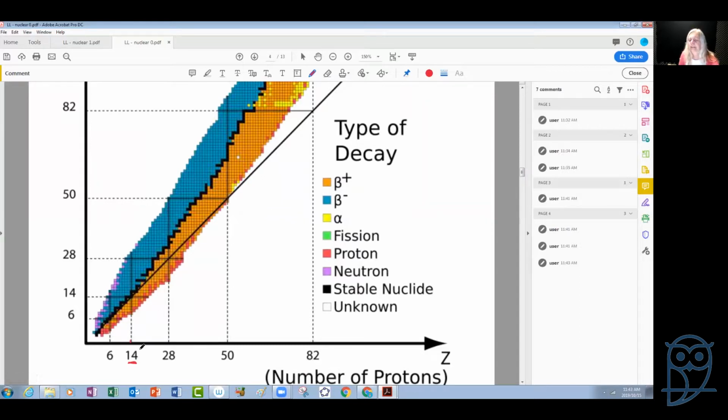What is this 14, atomic number 14? If we look at our periodic table, what is 14? Silicon. The number of protons, the atomic number of silicon, is 14.